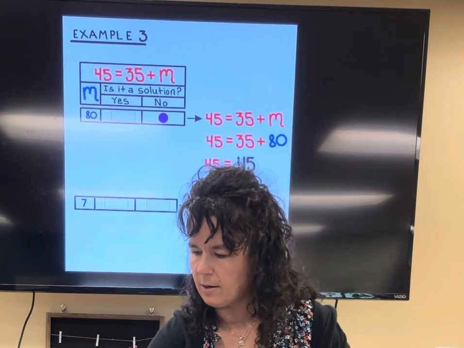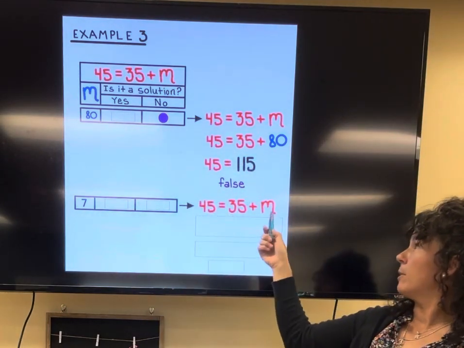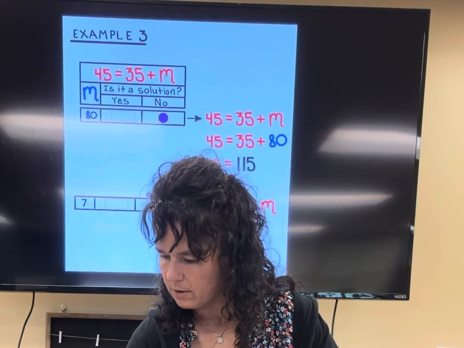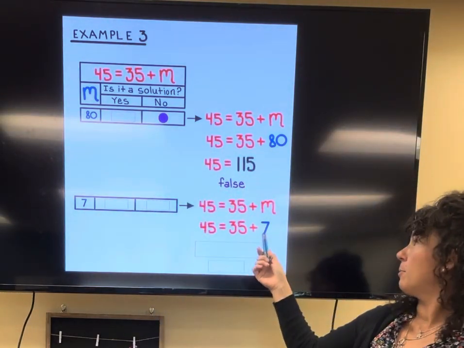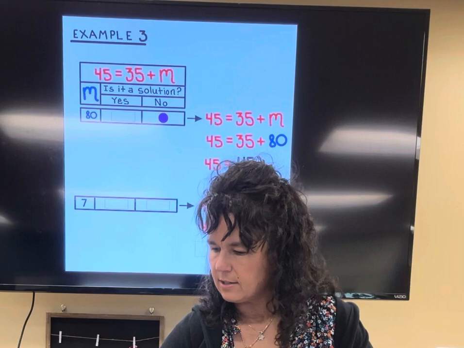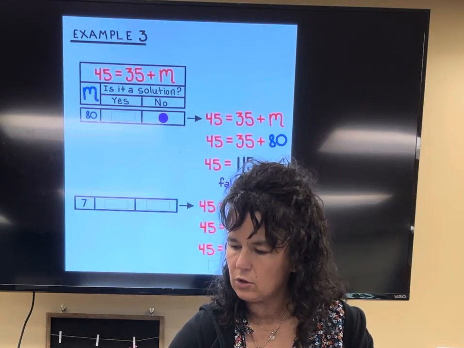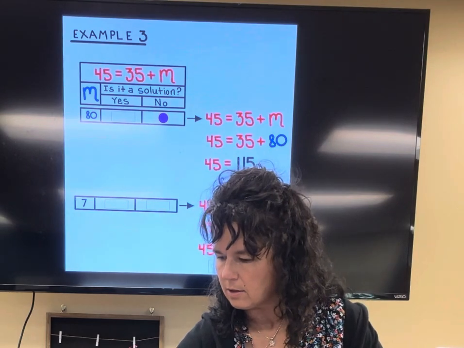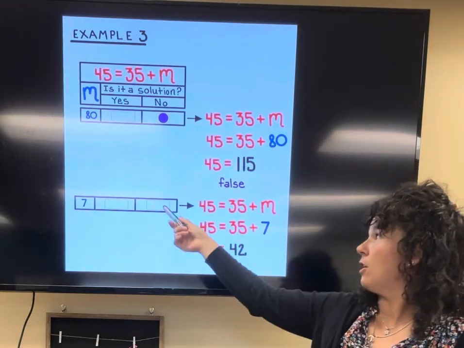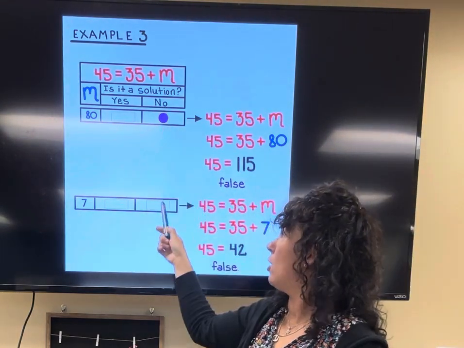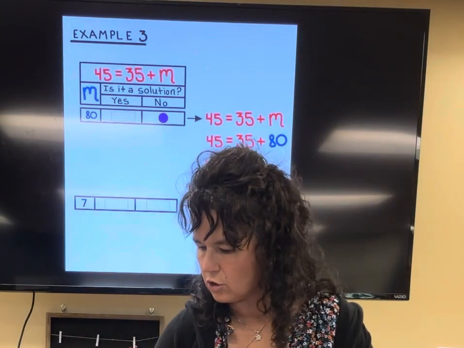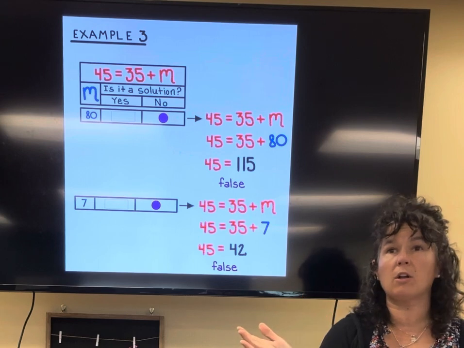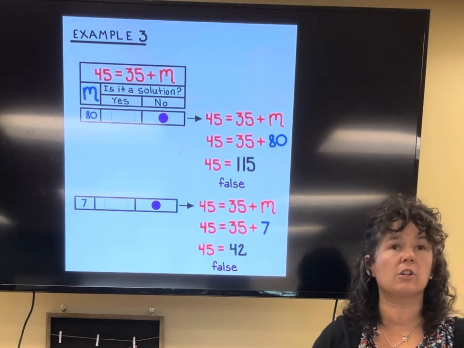I could try the number 7 in my original equation. So let's replace the m with 7. And 35 plus 7 is equal to 42. And that is not a true statement. So since that's false, I'm going to come up in my table and say no, the number 7 is not a solution. This time I didn't find any that worked, but again, don't be alarmed. Sometimes none of the ones that are given to you work.